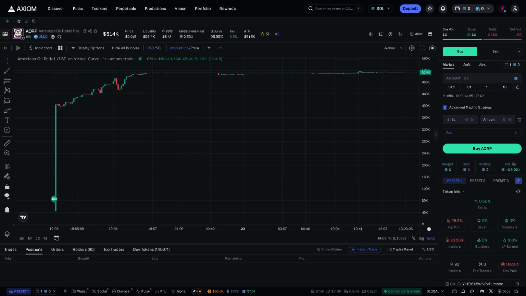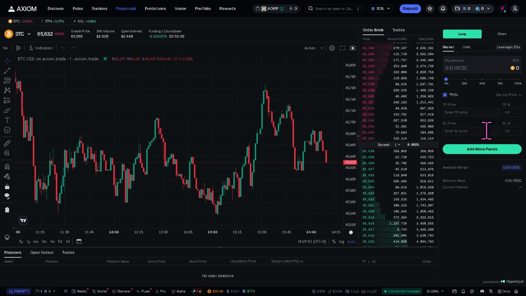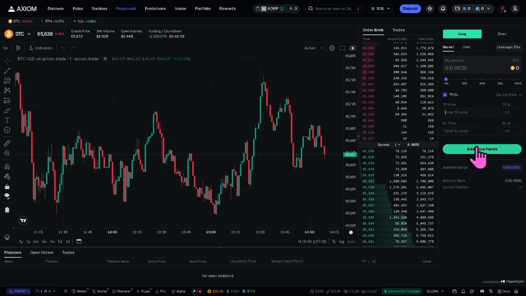Now, if you're trading perpetuals, the process is very similar. Now, all I have to do is enter your stop loss price. Your perpetual position is now protected with a stop loss order.